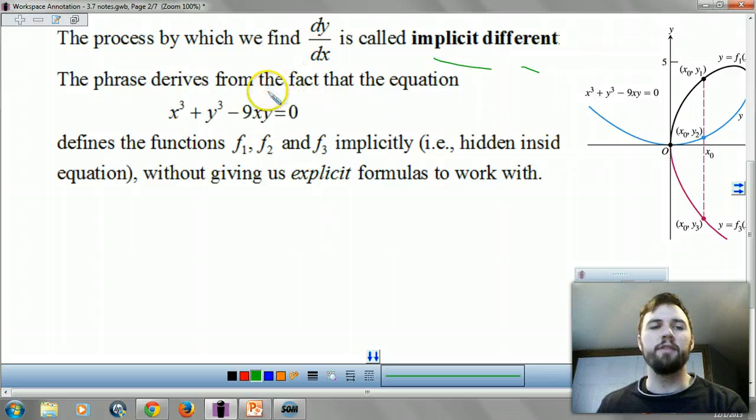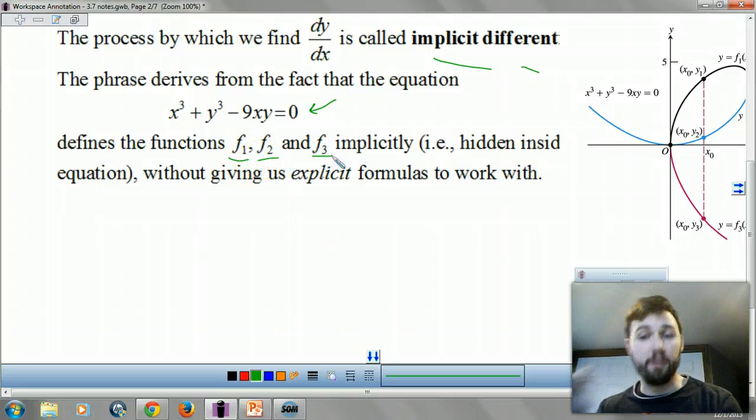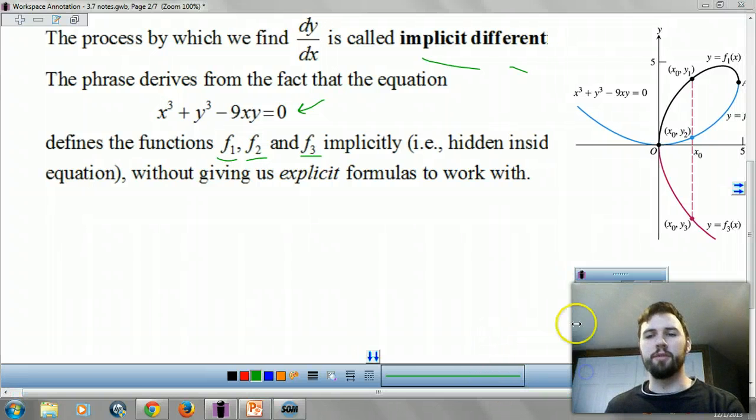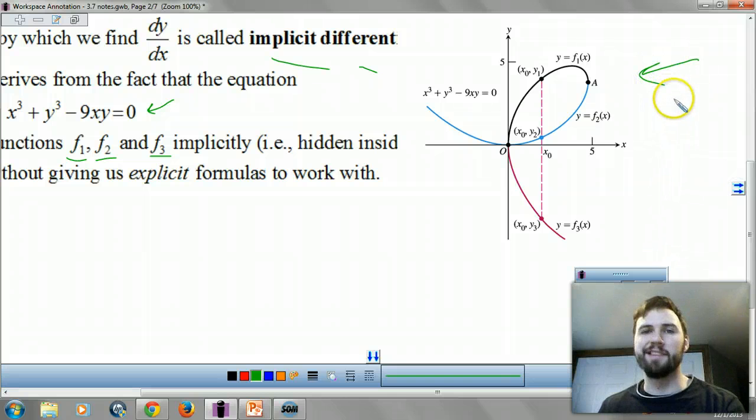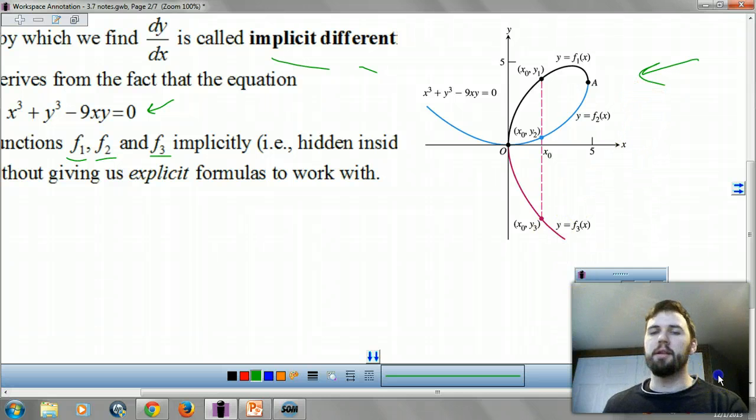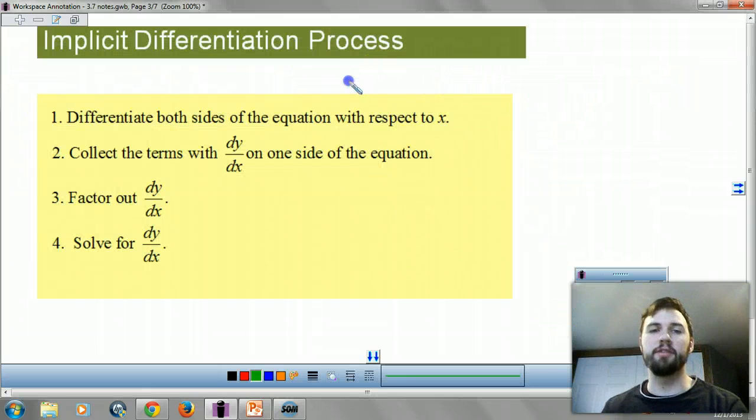The phrase derives from the fact that the equation can be broken up into three different functions because they're hidden inside of other ones, okay, without giving us an explicit formula. AKA, I'm going to show you guys how to take derivatives of beasts like this. Let's learn the rules, shall we? No, we don't. You don't have to. This is noteworthy for sure.